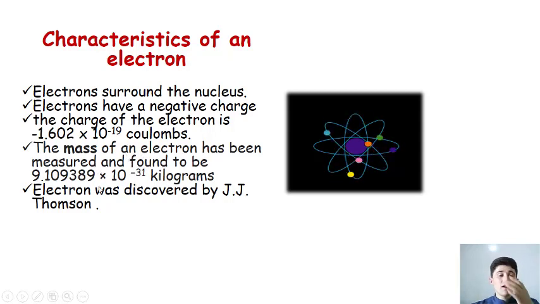And also the last characteristic about the electron is this. There is a man who discovered the electron, who is called G.G. Thomson. You can say the electron was discovered by G.G. Thomson. He is a chemical scientist.